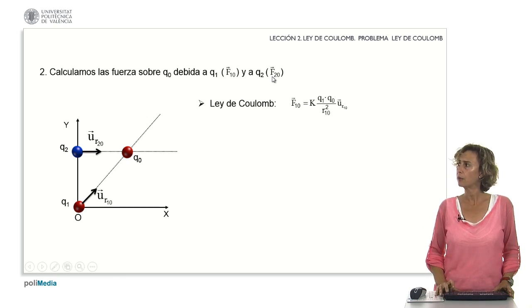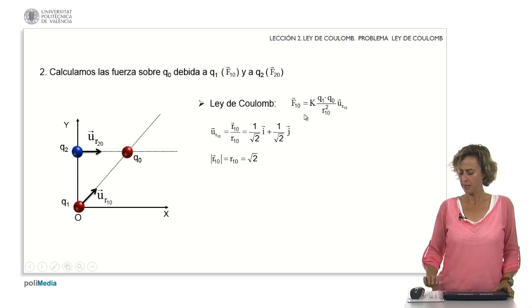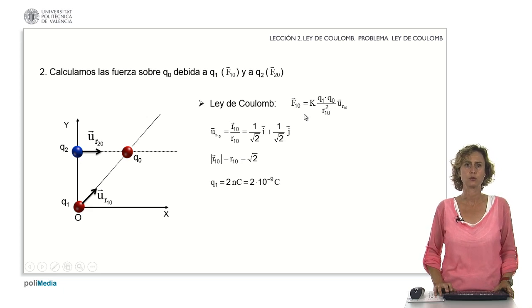now we will put how much is U sub R sub 1 sub 0. How much is R sub 1 sub 0 as they come in this expression? We will take into account the values of Q sub 1, which is 2 nanocoulombs, which expressed in the international system is 2 times 10 raised to minus 9 coulombs. The value of Q sub 0, we will also take into account, 1 nanocoulomb expressed in the international system will be 1 times 10 raised to minus 9 coulombs.